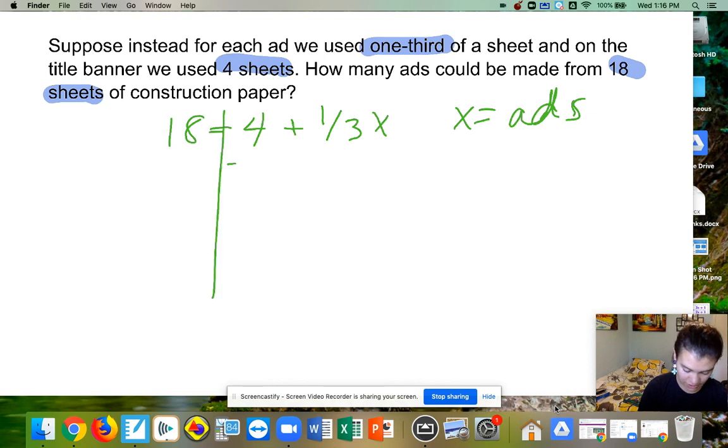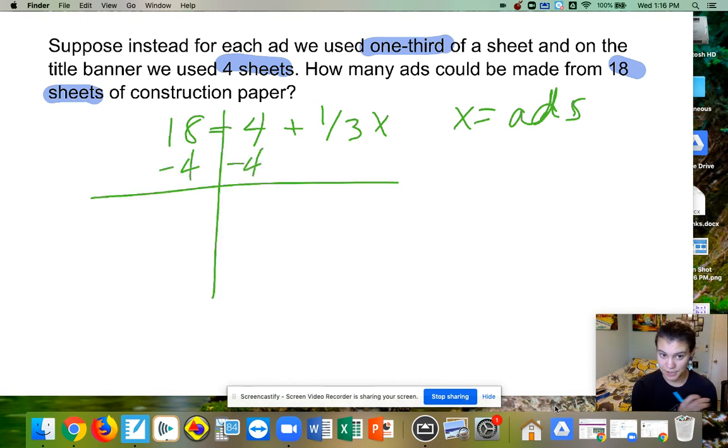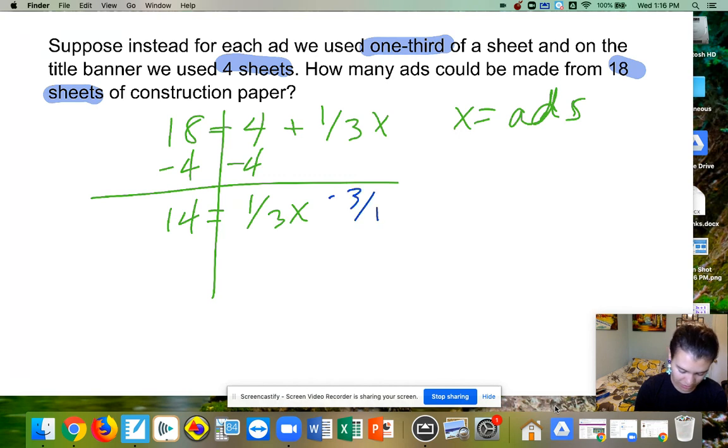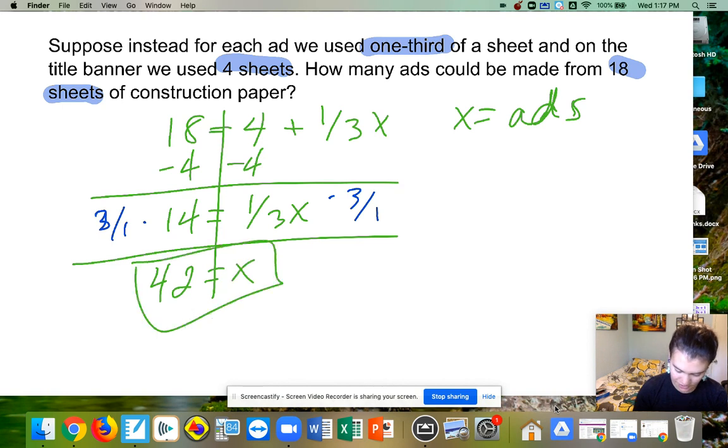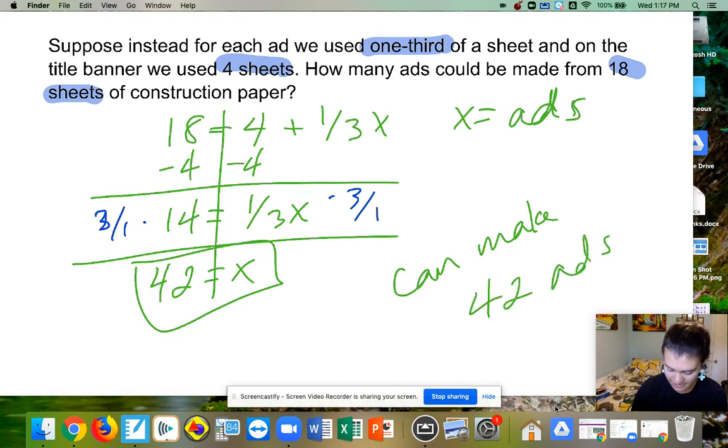And now you can solve. So drop your line down, subtract 4 from both sides since we're doing backwards of PEMDAS. We'll get 14 equals 1/3 x. To get rid of that third, we're going to multiply by 3/1. And then if you solve that, you get 42 equals x. So you can make 42 ads.